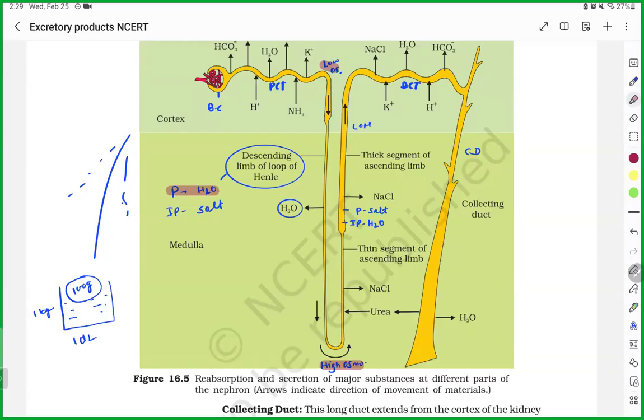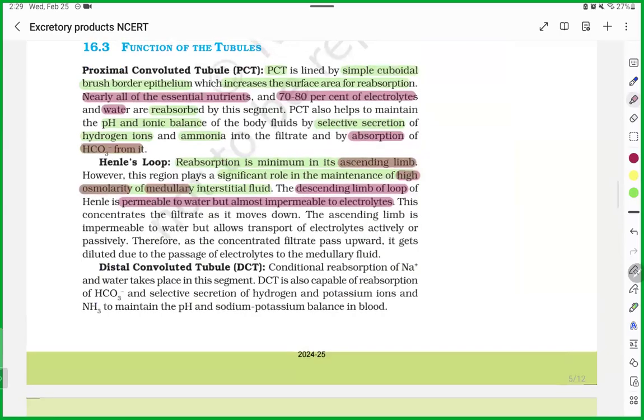That's why you can see here, water is coming out of it, and here NaCl is coming out of it. Salt is coming out. Next. So that's why this concentrates the filtrate as it moves down. Filtrate is the material that enters into the nephron. When filtrate is going down in the descending limb, because water is coming out, it gets more concentrated.